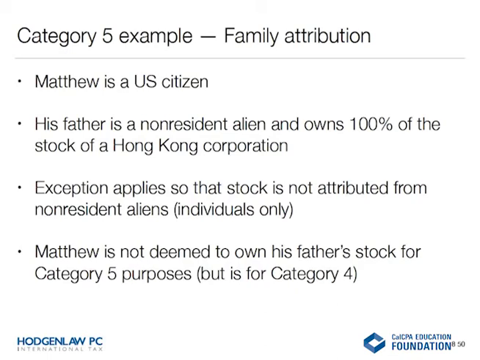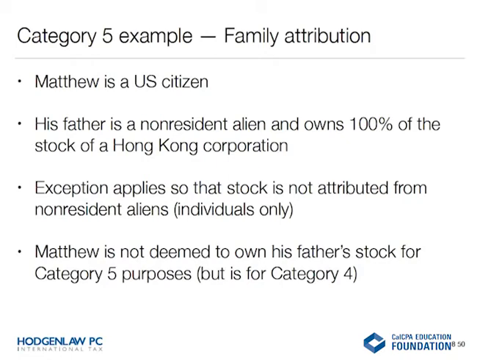When you're looking at entities, the attribution rules do not work the same way, but we're in the world of individuals here, and so Matthew is not deemed to own his father's stock for Category 5 purposes because you don't get the attribution from non-residents, but he is for Category 4. So if we were looking at Category 4, he would need to file that.